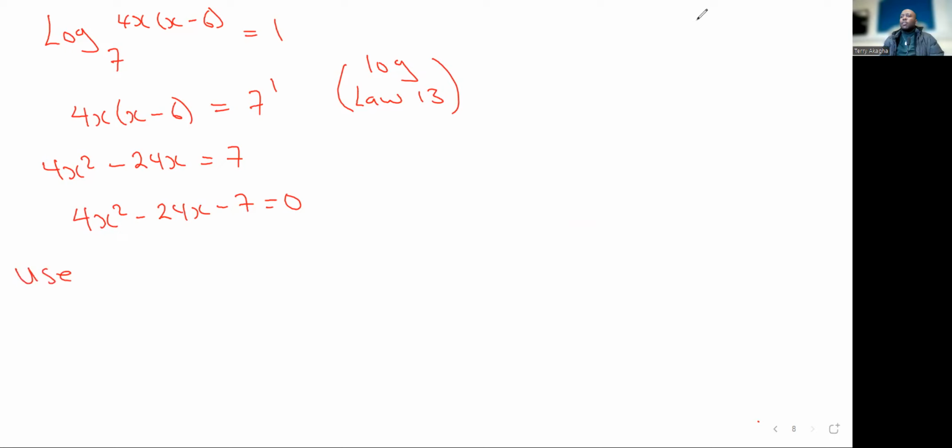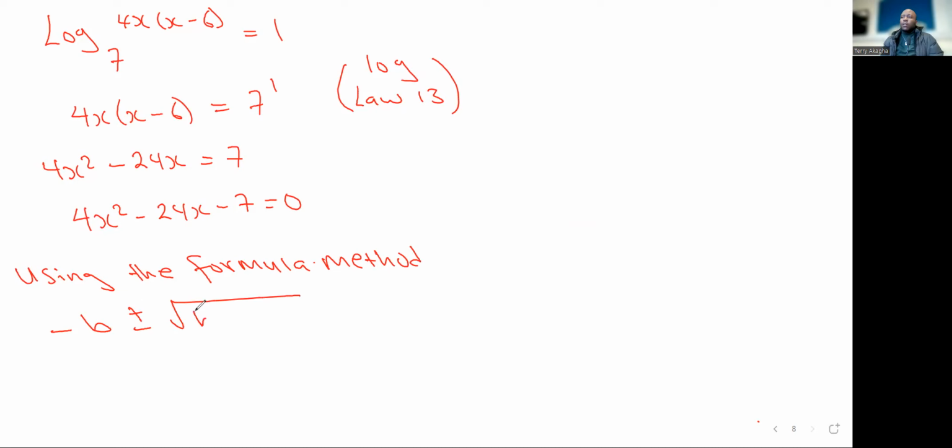We're going to use this formula method to find x. Please, you can go back to my video on quadratic equations and try and solve this, and make sure you know how to solve this. So we have the formula: x equals minus b plus or minus square root of b squared minus 4ac, divided by 2a. Here, a is equal to 4, b is equal to minus 24, and c is minus 7.